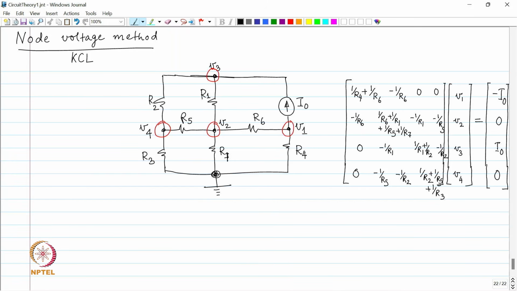Okay, it is inbuilt. The way we have done it, you do not have to write any KVL at all. KVL is already inside the system of equations. So, you do not need to worry about KVL at all. Fine. So, this is called the node voltage method.